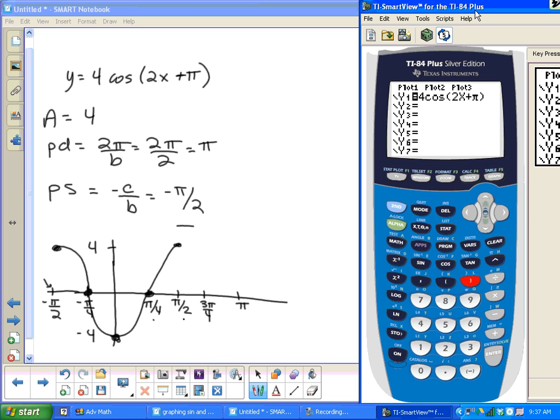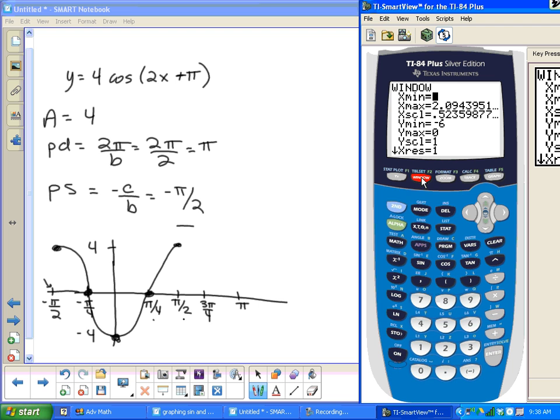All right, so let's go to the window. Let's see if you guys can figure out all the mins and maxes and scales and all that kind of stuff. Okay, so what about my x min there? Yeah, negative pi over 2. All right, y'all see why? Because we backed up to the left, didn't we?